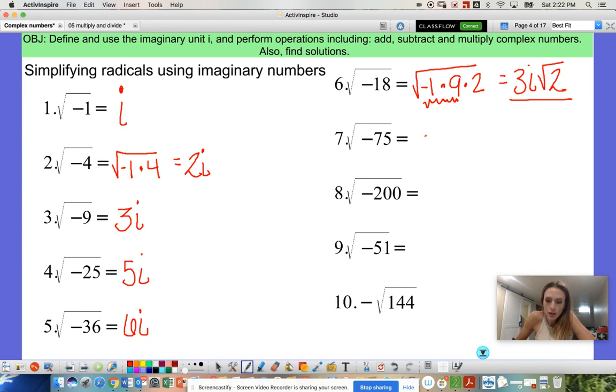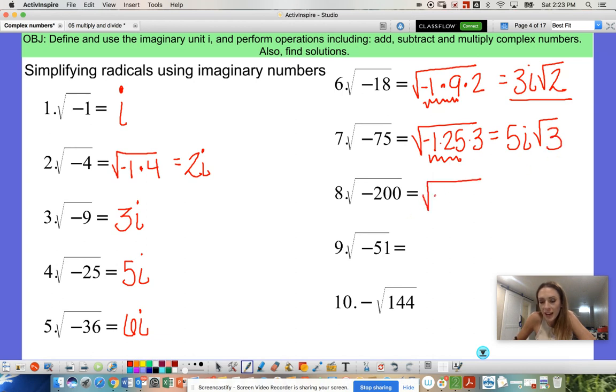Okay, now we have 75. So we'll have the square root of -1 times 25 times 3. In this case, I would pull out the -1 and the 25, so this is 5i square root of 3. This one here, we know we're going to have an i out front, right? So I can just pull that out this time. And then I have 100, which is my perfect square, times 2. So I know this one's going to be 10i radical 2.